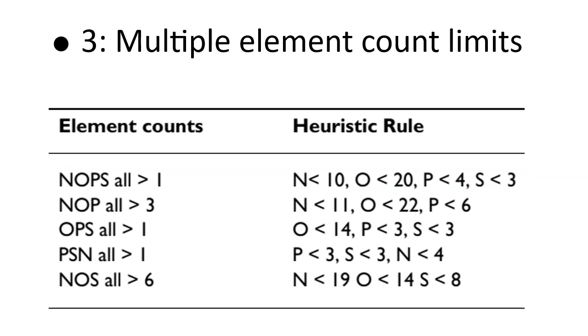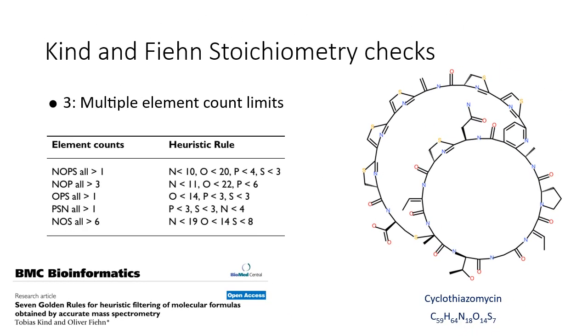As you can see from the table, they also produce similar rules for other combinations of heteroatoms. For example, more than 3 nitrogen, oxygen, or phosphorus, or more than 1 oxygen, phosphorus, and sulfur, etc. The cyclothiazomycin structure shown on the right here is one of the molecules at the extreme ends of one of these rules, with a comparatively very large number of heteroatoms for the size of the molecule.